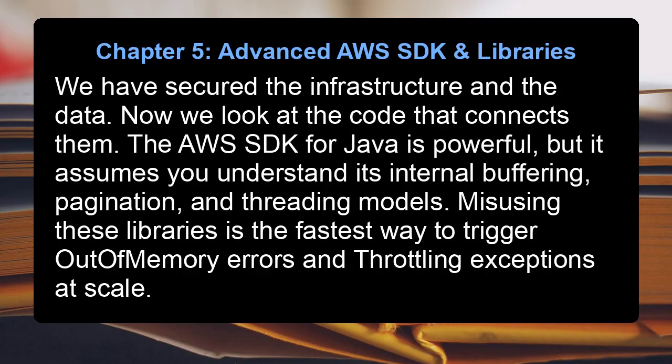Chapter 5: Advanced AWS SDK and Libraries. We have secured the infrastructure and the data. Now we look at the code that connects them. The AWS SDK for Java is powerful, but it assumes you understand its internal buffering, pagination, and threading models. Misusing these libraries is the fastest way to trigger out-of-memory errors and throttling exceptions at scale.